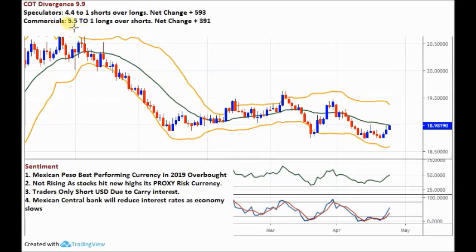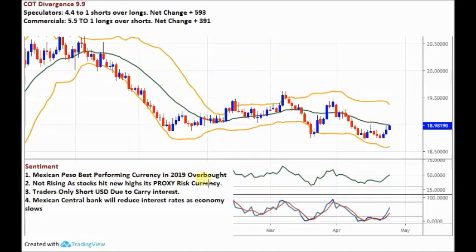Commercials are similar, 5.5 to 1 longs over shorts, very bullish of the USD. Their net change was only 391. Just for a regular view, the COT divergence is 9.9, so it's almost 10, which is a divergence we always like. So what you've got is the speculators, they're all in the market, or as many of them who want to be are. You're hardly seeing any selling in the dollar. I'll come to this when we go to the chart in a moment, but you can see why the commercials are so bullish from the sentiment. Look at this. The Mexican peso is the best performing currency in 2019.